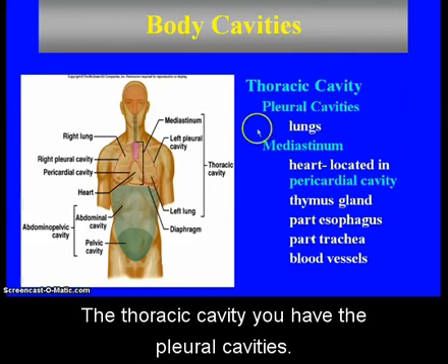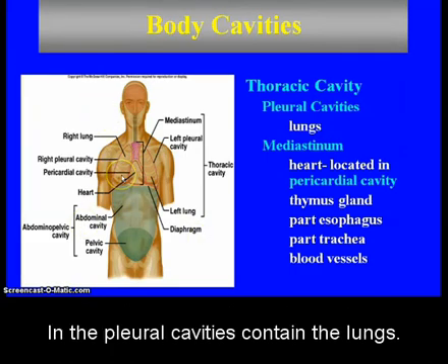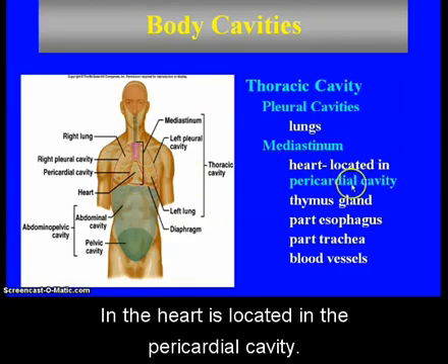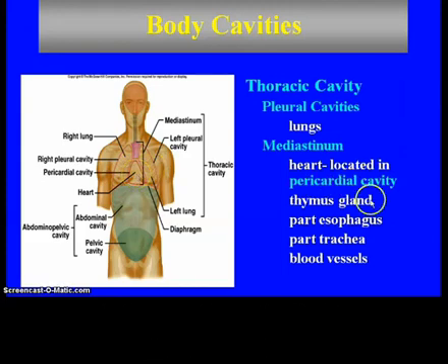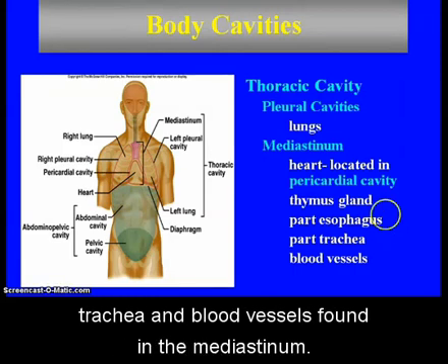In the thoracic cavity, you have the pleural cavities. Pleura means lungs, and the pleural cavities contain the lungs. The mediastinum is where the heart is found, and the heart is located in the pericardial cavity. You have the thymus, part of the esophagus, part of the trachea, and blood vessels found in the mediastinum.